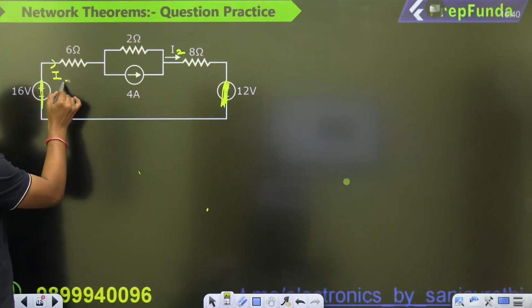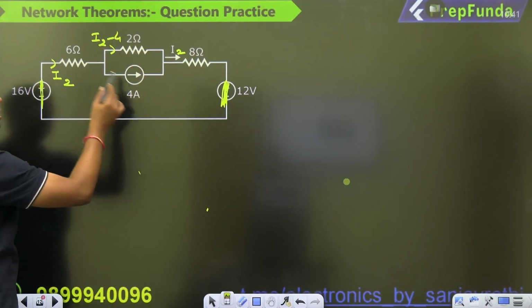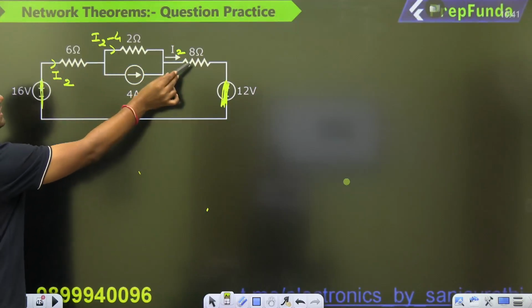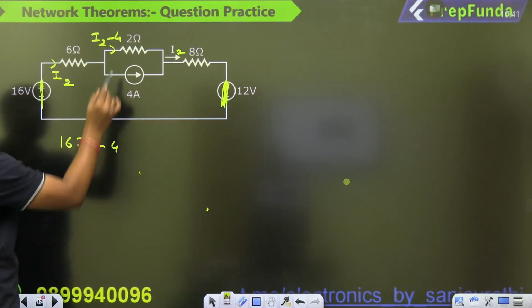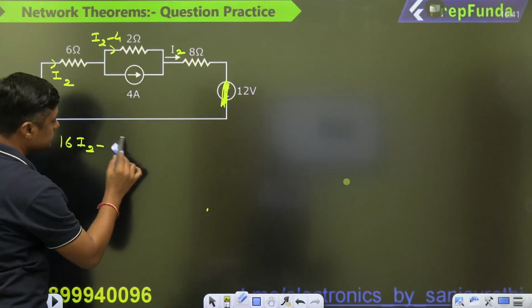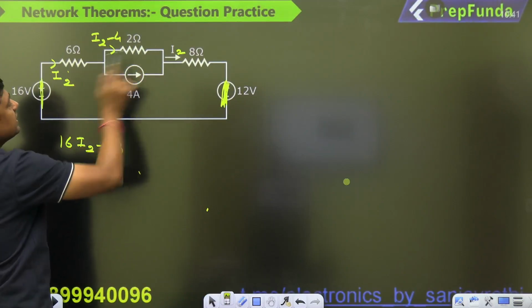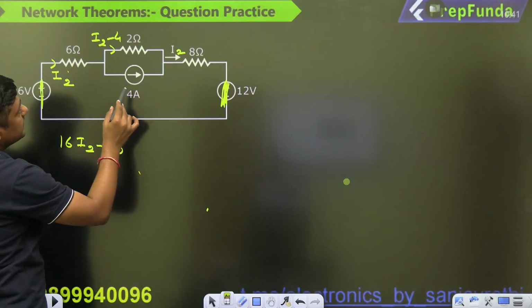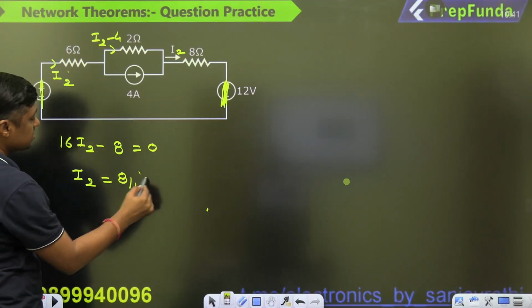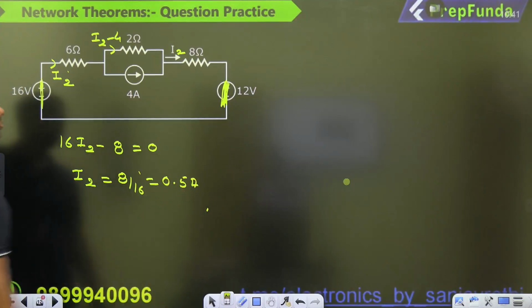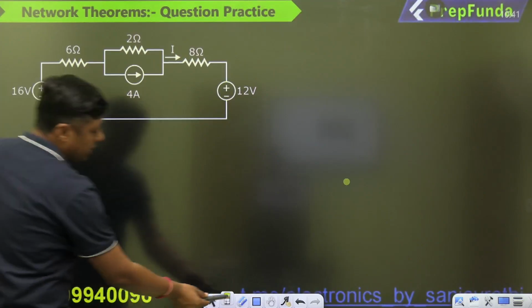Here it is a 4, that's why it will become I2 minus 4, or this is again I2 and so on. Then write down the KVL: 6 plus 2 plus 8, that is 16 I2, minus 8 (4 into 2 is 8), is equal to 0. So I2 is equal to 8 by 16, that is 0.5 ampere. You have to solve this very quickly. Then the third one, again it will act as open circuit.